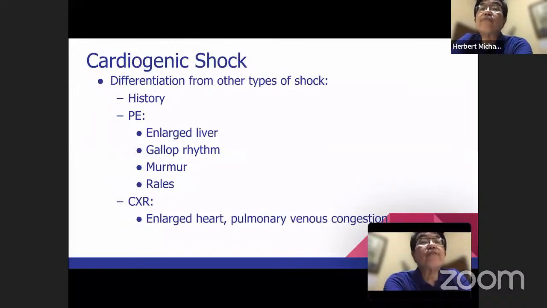To differentiate this from the other types of shock would, of course, be the history. And these patients usually have an enlarged liver, an abnormal rhythm, presence of a murmur for which there was previously no murmur, and of course, rales. And on chest X-ray, you would have an enlarged heart or what we call a generous heart, and you may have pulmonary venous congestion.